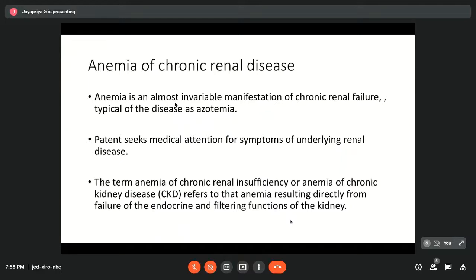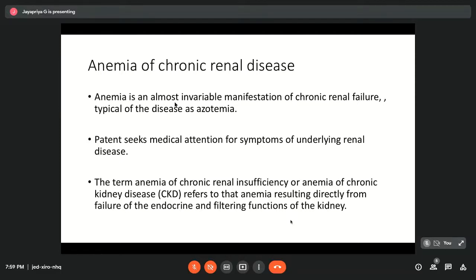Now coming to specific chronic diseases, one is the anemia of chronic renal disease. Anemia is almost an invariable manifestation: most patients with renal failure will eventually develop anemia, just like azotemia. But the patients will usually seek medical attention for the symptoms of renal disease rather than for the anemia.